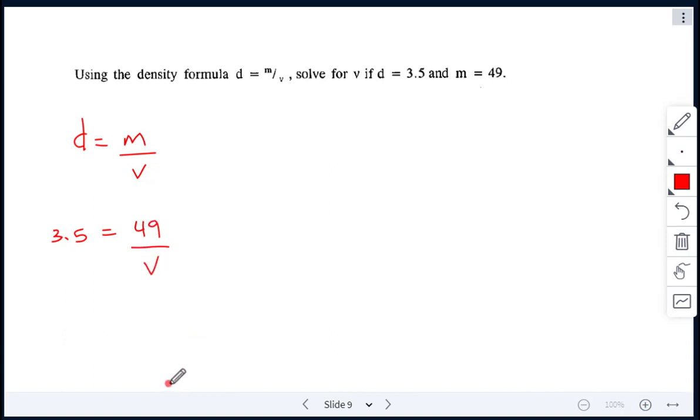All right, so you can use cross multiplication here to solve. This here is over 1. So when we solve for V, we do 1 times 49. And then we're just going to divide by 3.5. Okay, and then just put that in your calculator. And I get 14. So therefore, our volume is 14. And we're not given any units here, so we'll just say 14 units.